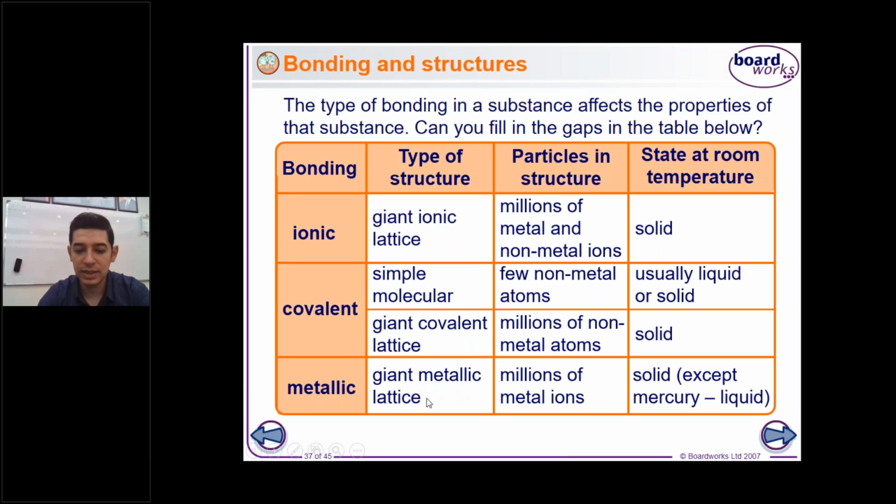Metallic, giant metallic lattice: millions of metal ions join with each other. All of them are in the solid state except mercury. You know that mercury is the only metal which is in the liquid state, but the non-metal which is in the liquid state is the element bromine, if you remember this easily.